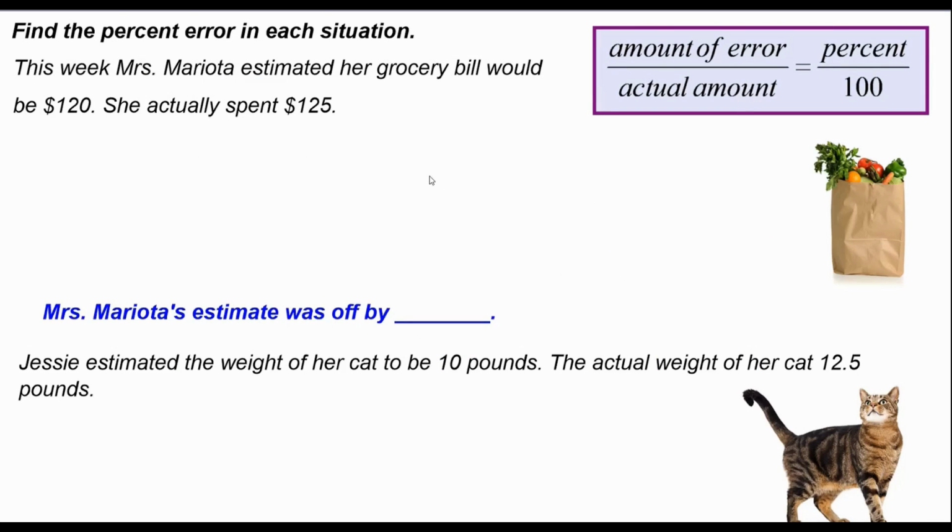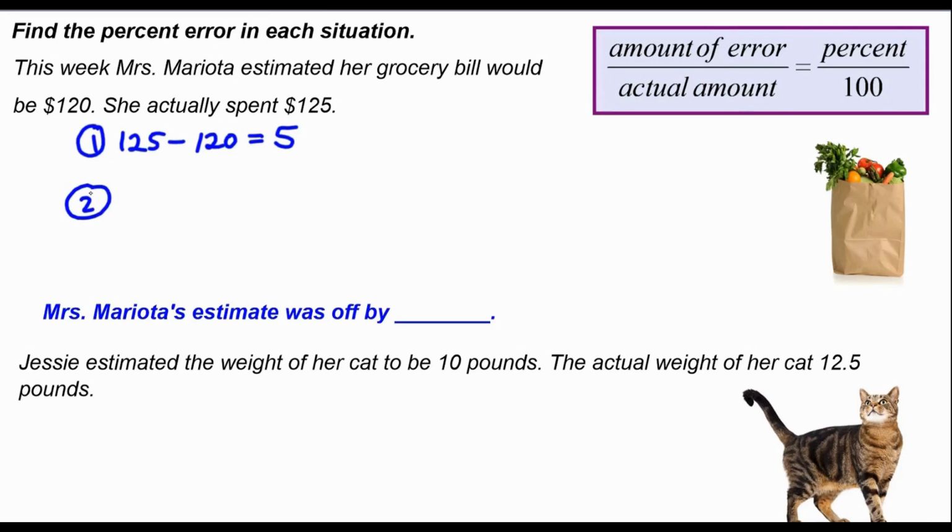Here we need to find the percent error in each situation. This week, Mrs. Mariota estimated her grocery bill would be $120, but she actually spent $125. So her estimate wasn't completely accurate. So how far off was she? So the first thing we want to do is find out how far off she was, or how much error she had. So I'm going to use subtraction. 125 minus 120 is 5. So she was off by $5.